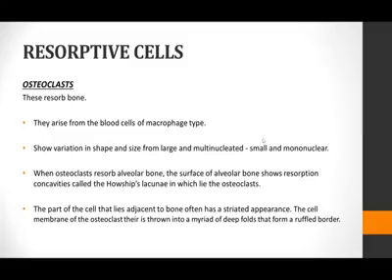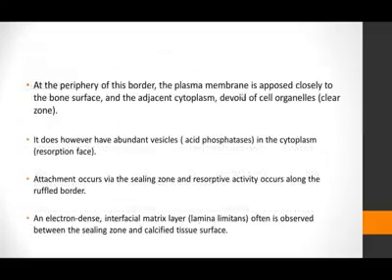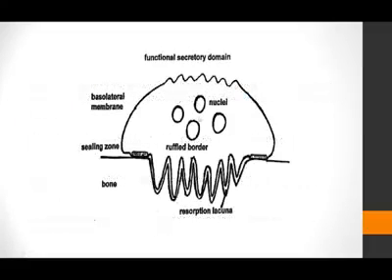osteoclast to the bone tightly, creating a compartment, or sealing the compartment where the resorption could occur. Between the sealing zone and the bone surface, there is a layer of interfacial matrix called the lamina limitans. So this is how the osteoclast would look.